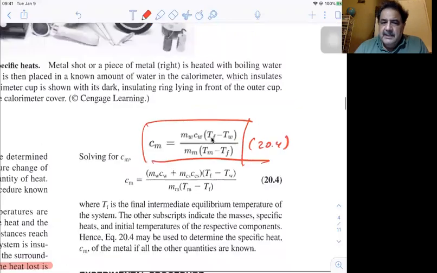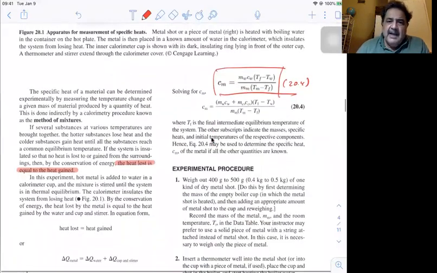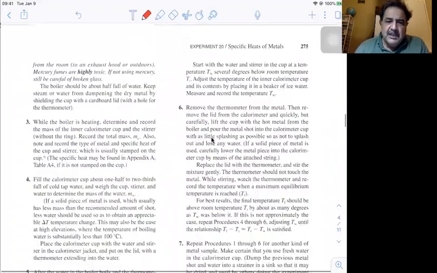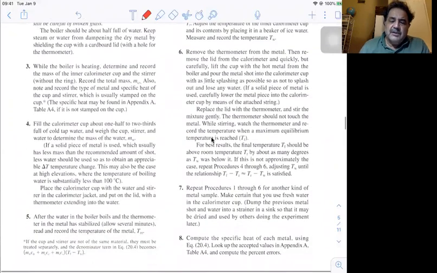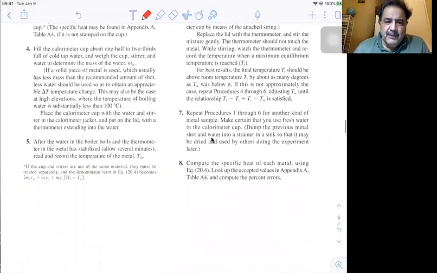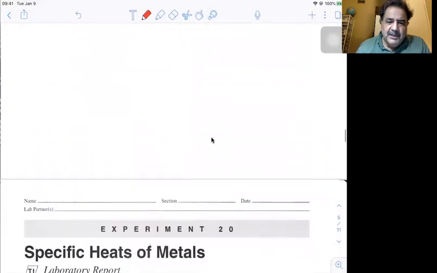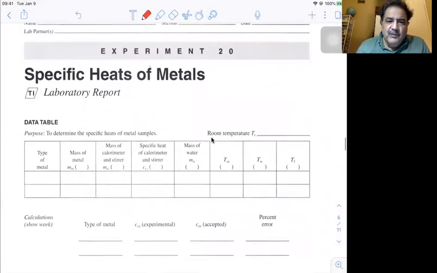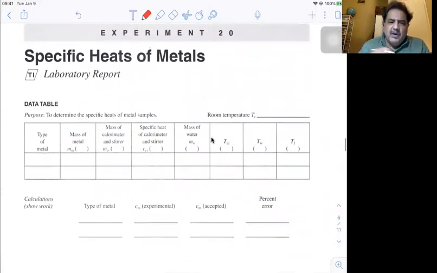Okay, and with that, I think I'll perform the experiment, and you'll see. I'm going to go through the procedure, do it for aluminum, do it for copper, and you'll be able to see what we'll fill out. Okay, I'll have it partially filled out, and you do the rest.